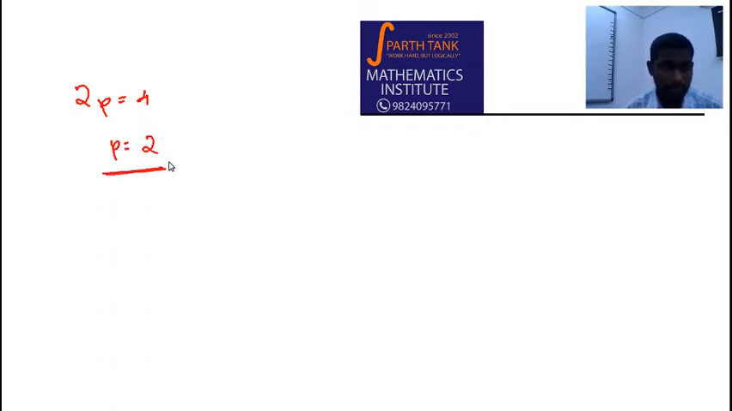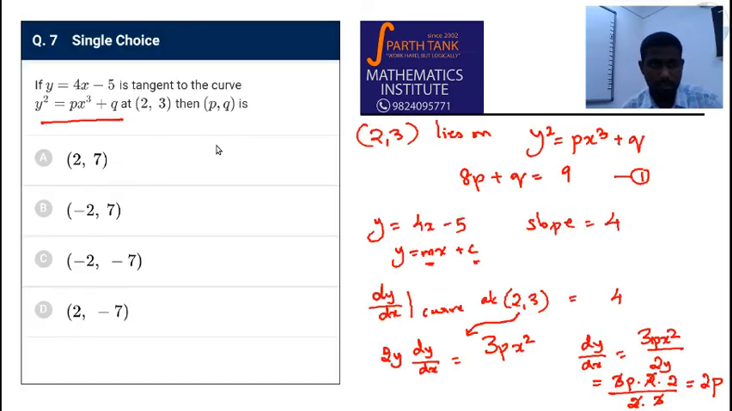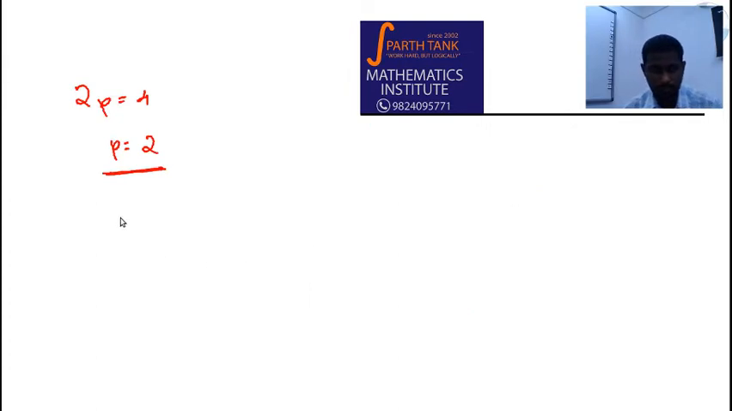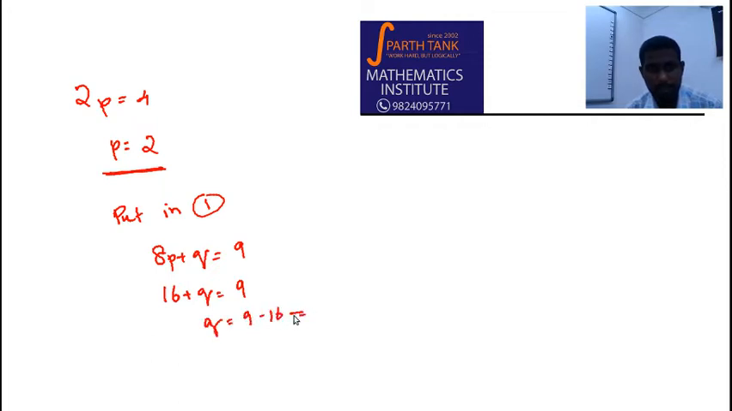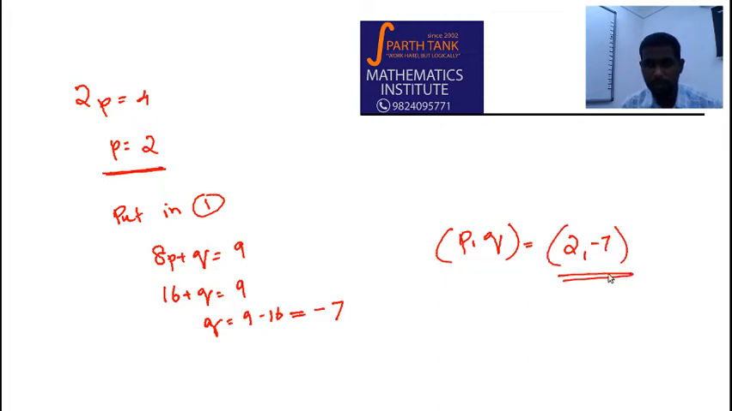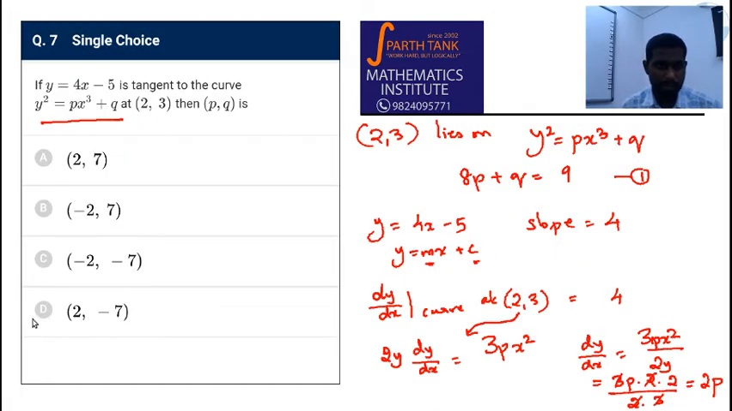Now substitute p is equal to 2 in equation 1. That is, 8p plus q is 9. Therefore 16 plus q is 9 and q is 9 minus 16, which is minus 7. Therefore p comma q is 2 comma minus 7. So the answer is 2 comma minus 7, option B.